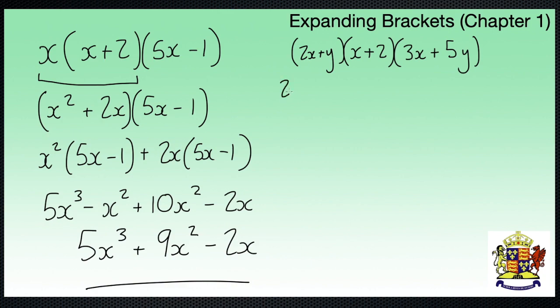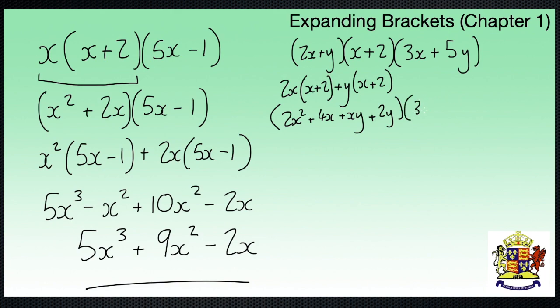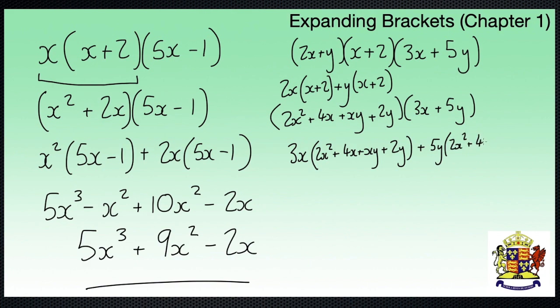Okay, so in here, I'm going to write 2x brackets x plus 2 plus y brackets x plus 2. This is going to give me 2x squared plus 4x plus xy plus 2y. And that is times by 3x plus 5y. Now, to make my life a little bit easier, I'm going to flip these over. I'm going to group this by writing 3x brackets 2x squared plus 4x plus xy plus 2y plus 5y brackets 2x squared plus 4x plus xy plus 2y.